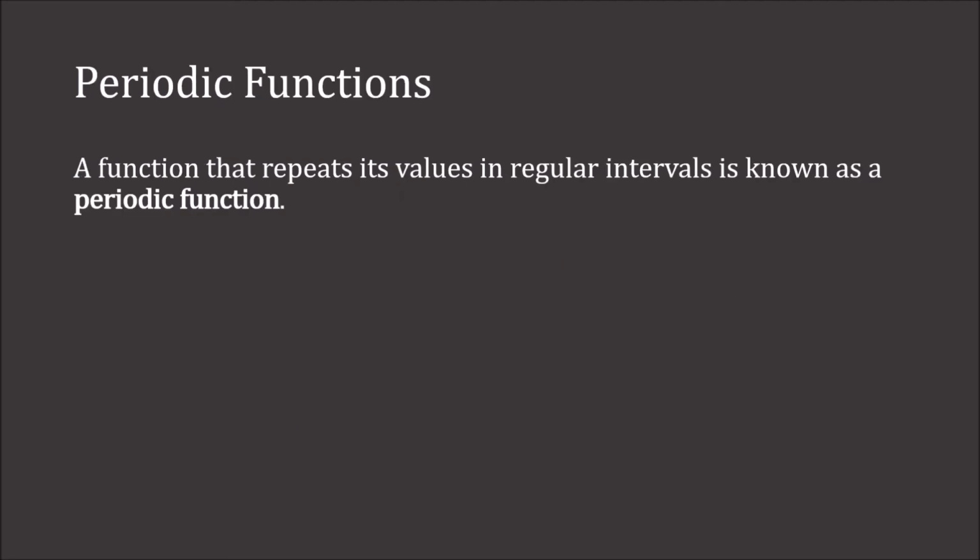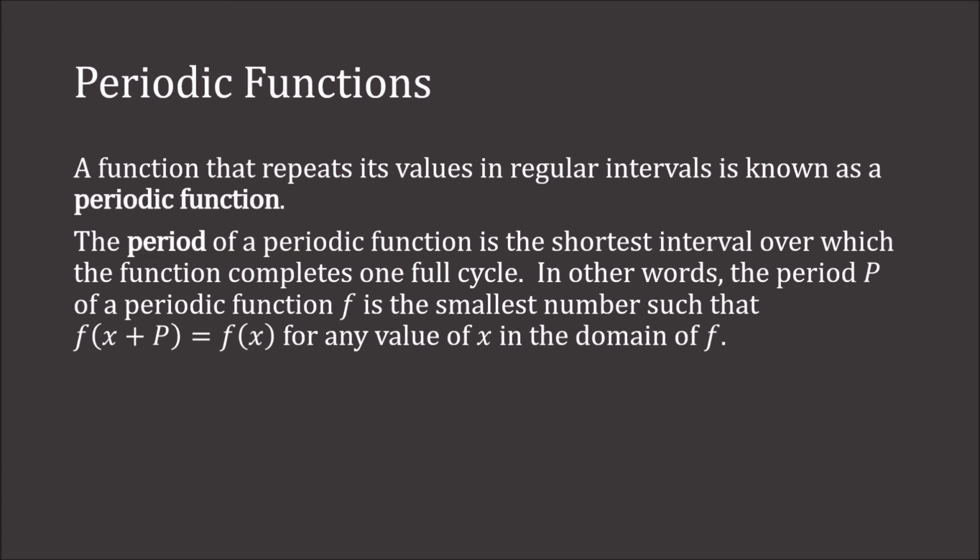We conclude by looking at periodicity. So we say that a function that repeats its values in regular intervals is a periodic function. The period of a periodic function is the shortest interval over which the function completes one full cycle. In other words, the period of a periodic function is the smallest number p such that f of x plus p is equal to f of x for any value of x in the domain of f.